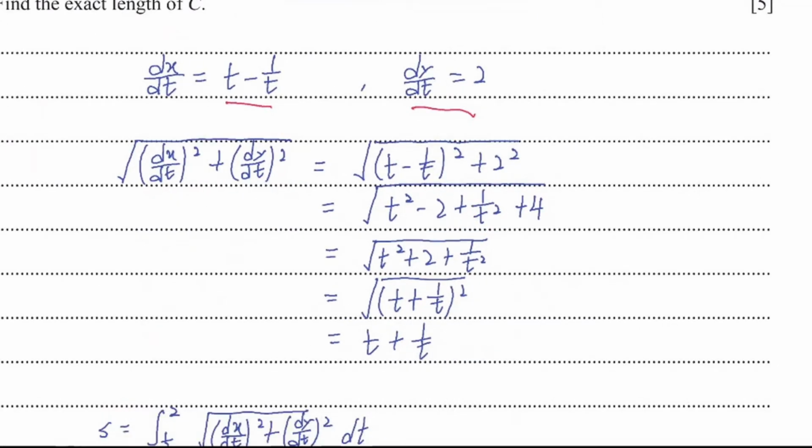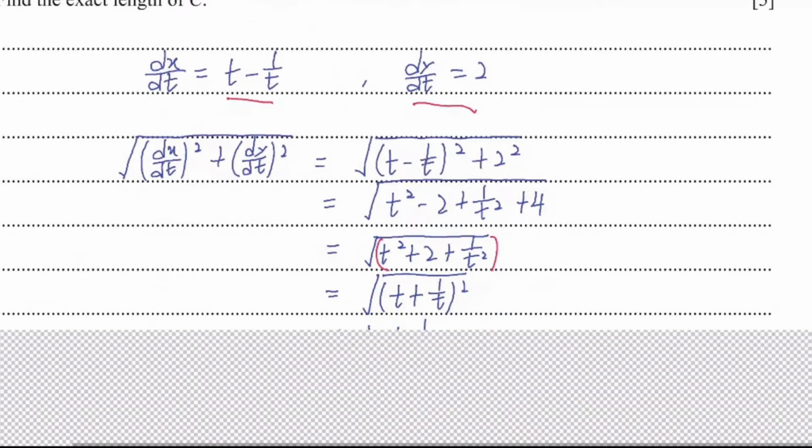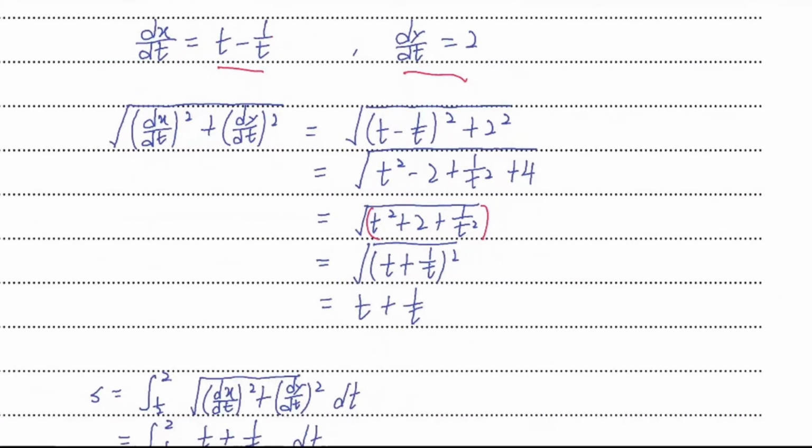So when we try to square the two things there, this is what we have so far: t squared plus 2 plus 1 over t squared. They are different expressions that we might end up with when they give us different types of parametric equations. But for this one, it is in fact a perfect square. So we can make it into something that is squared, so it will be cancelled off with the square root there. That is why we're getting t plus 1 over t.